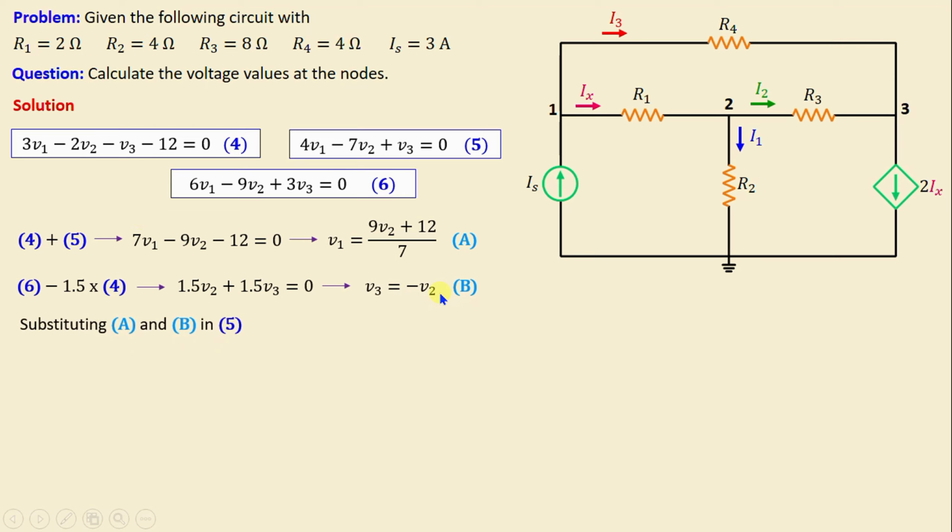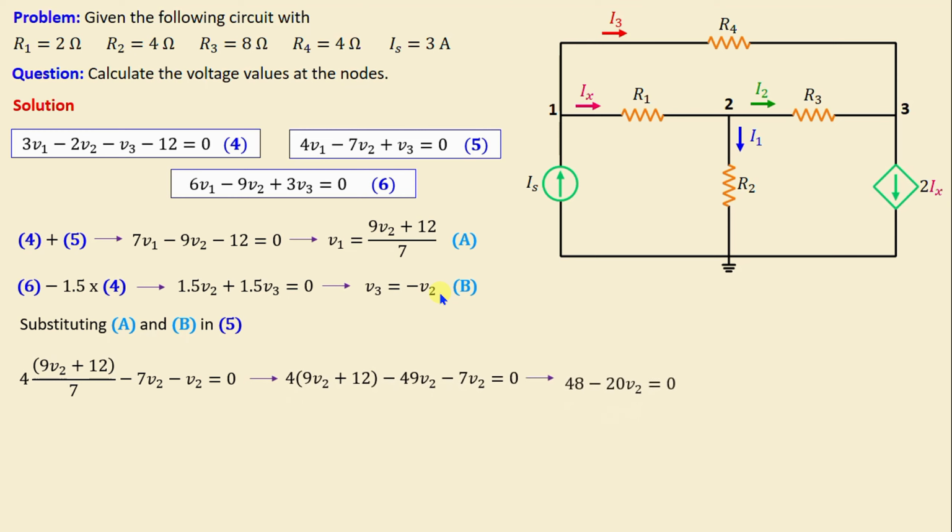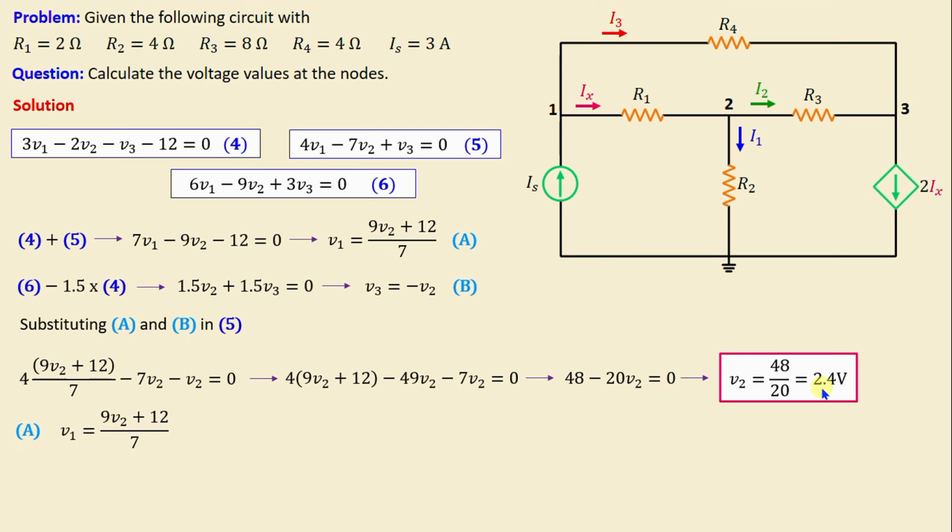And by substituting A and B in 5, we derive one equation in terms of V2. And if we continue simplifying this equation, we obtain 48 minus 20V2 is equal to 0. That means V2 is equal to 48 over 20, which is 2.4 volt. Now from equation A, we have V1 is equal to 9V2 plus 12 over 7. If we replace V2 with its numerical value, we obtain V1 is equal to 33.6 over 7. We get V1 is equal to 4.8 volt.